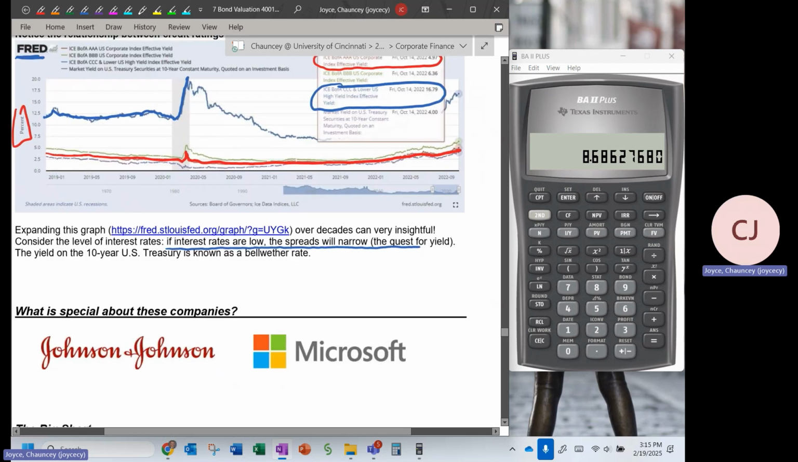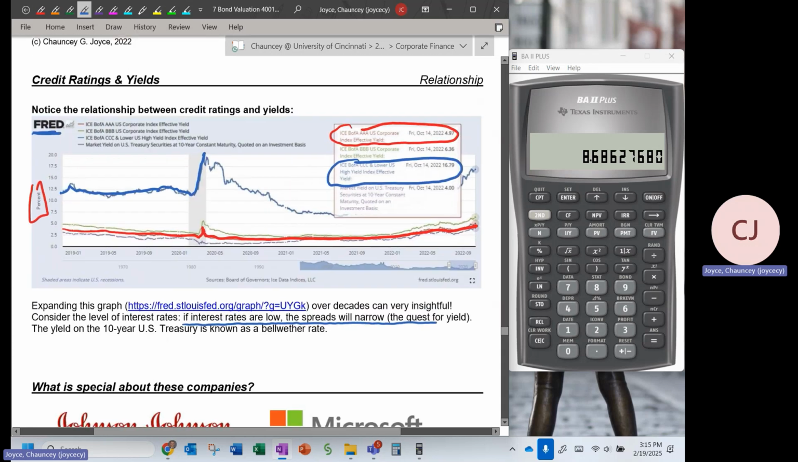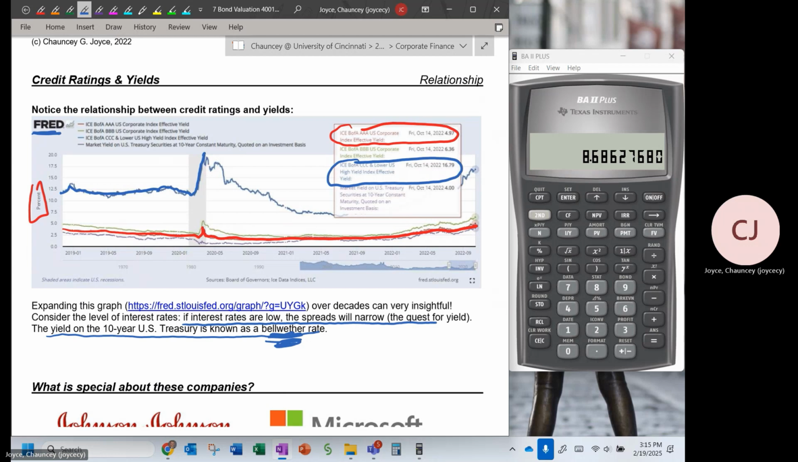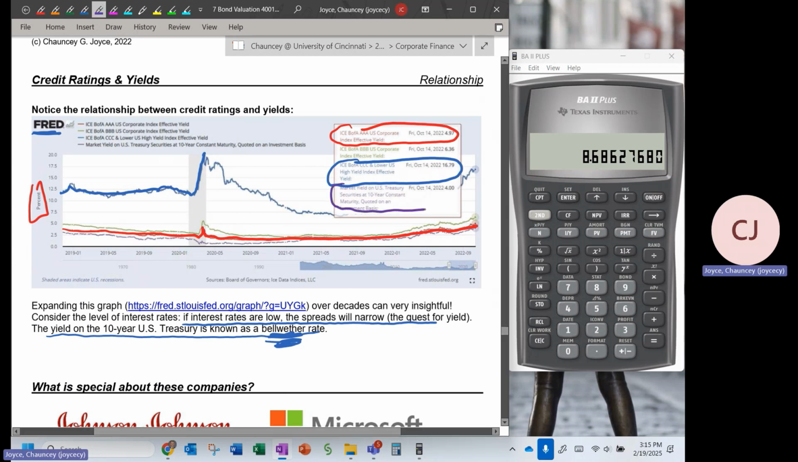The yield on your 10-year treasury is known as your bellwether. So if anyone asks you about a bellwether rate, that's just an economic indicator for how the economy is doing. So if this rate increases, then valuation typically falls. We see negative things happening. So that's your bellwether. And I put that in the graph here in purple. That is the lowest of all of these. That's your U.S. Treasury security, your 10-year bellwether. It's much lower yield than any of the other baskets here.